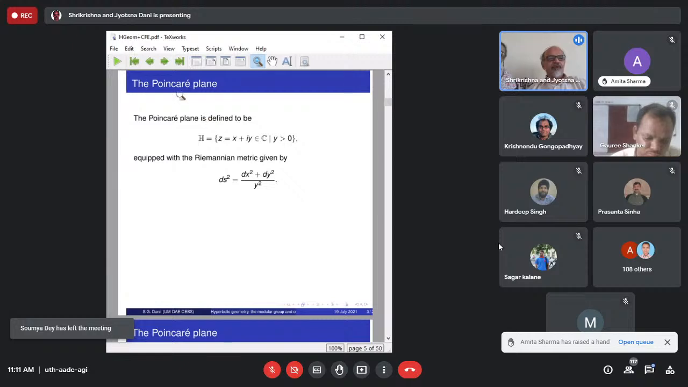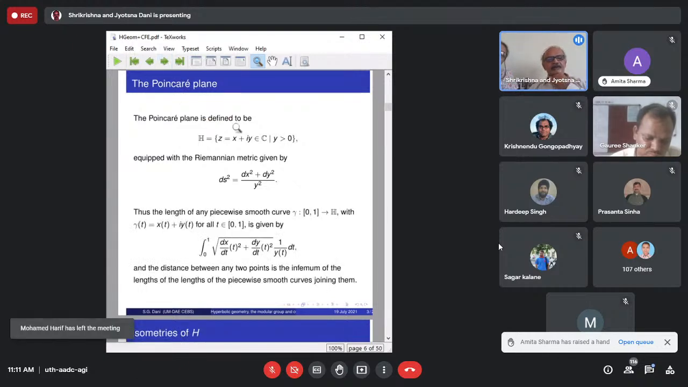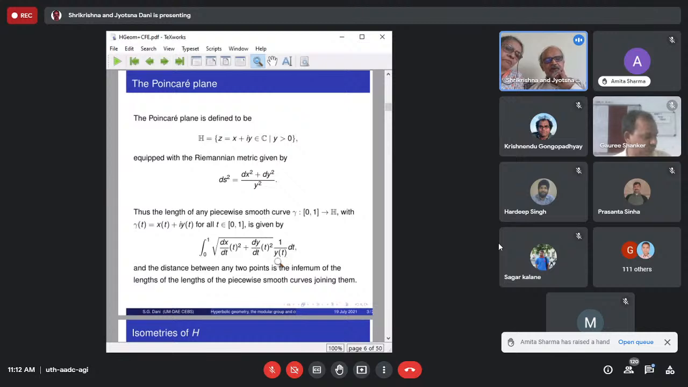I'll say a little more about what this means. Okay, this means that if you take a piecewise smooth curve, say parameterized from [0,1] into H, and you write it, this is going to the complex plane, so I can write this γ(t) as x(t) + i y(t) for all t in [0,1], and the length of this curve under this metric will be given by you take the derivatives (dx/dt)² plus (dy/dt)². Now this is the normal distance element. So for the length of γ in the complex plane itself, you would have simply integrated that. But now we are modifying it by the factor 1/y(t).